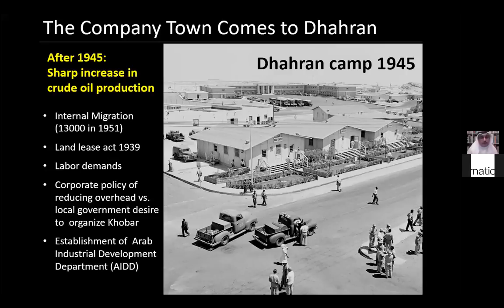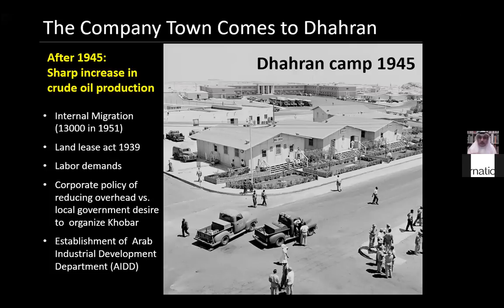Of course, one of the most important developments that took place are two things, actually, or two major developments. The government, in order to urbanize Al-Khobar, issued a land lease act in 1939, which took another steep growth in 45, that people who are Saudi citizens have the right to lease land at a nominal price from the government for 10 years.